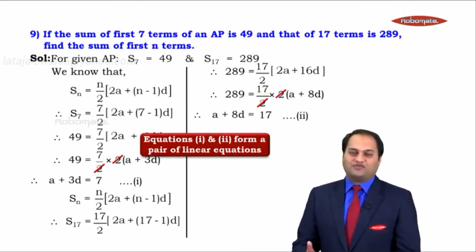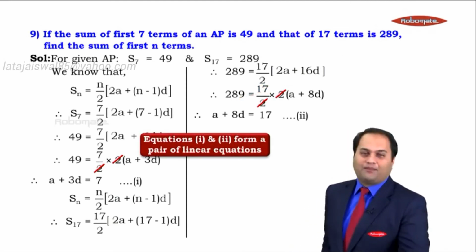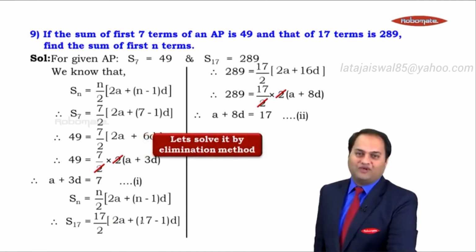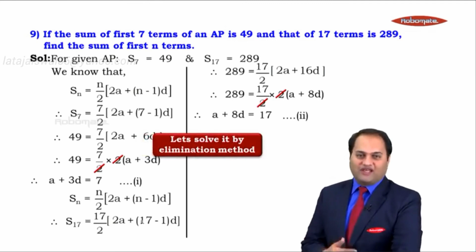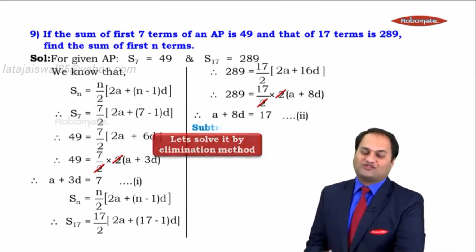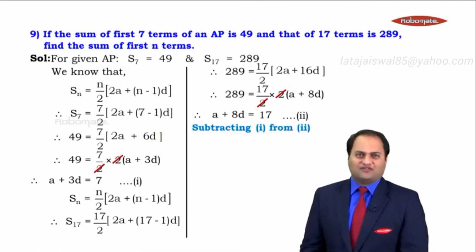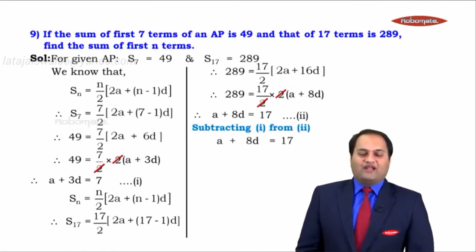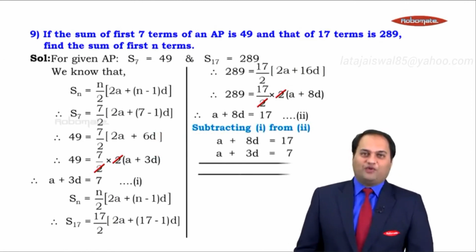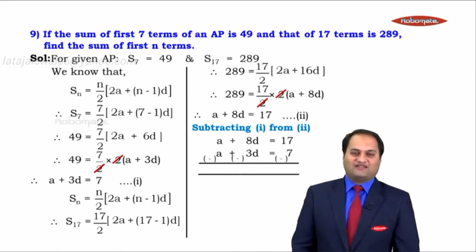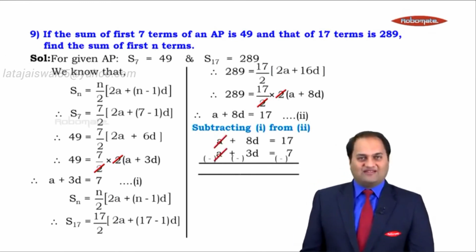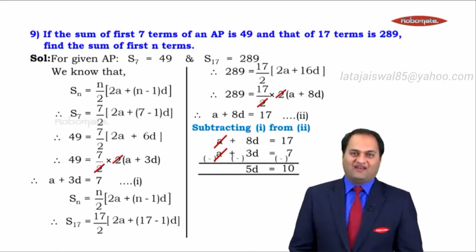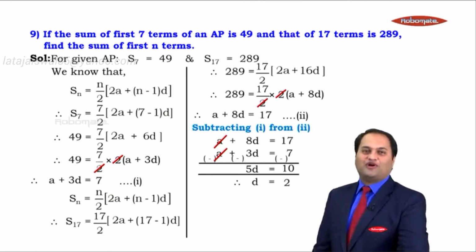Look at the two equations. We are getting equation number 1 and 2, which is a pair of linear equations in 2 variables. Let us solve them by the method of elimination. The coefficient of a is the same in both the equations, and the signs are also the same. So let us subtract the two equations. We are doing it quickly because we have already studied this, right? The second equation minus the first equation, do not forget to change the signs. a and a will get cancelled. 8d minus 3d is 5d and 17 minus 7 is 10. 5d is equal to 10, so d is equal to 2.